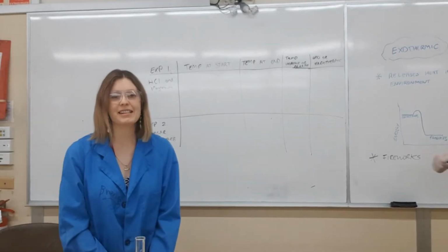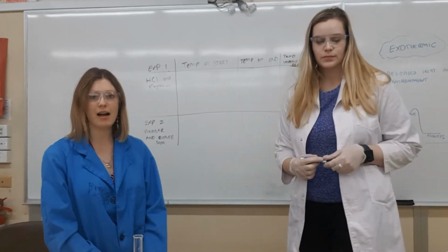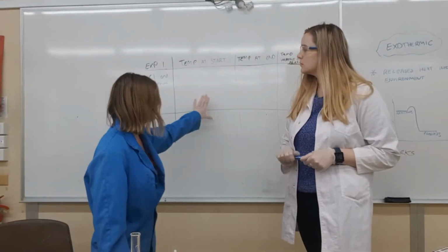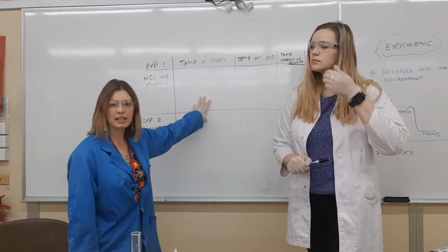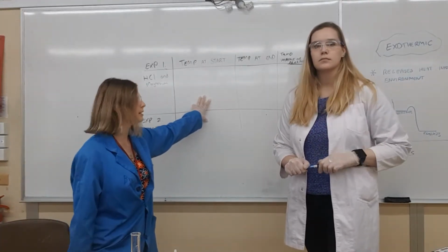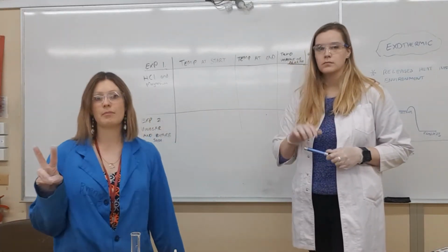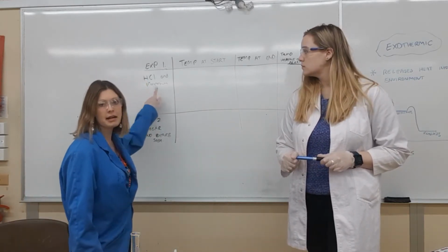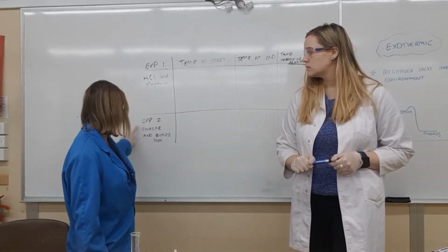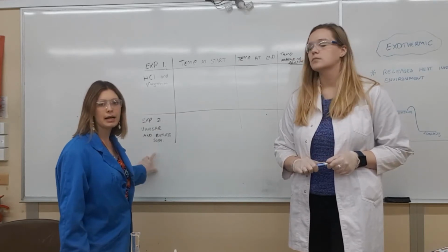Hi guys, back to it. So we are going to be putting this up on style, so you don't need to copy out the table. You'll be filling that in on the style lesson. So we're going to be doing two experiments today. First experiment will be with hydrochloric acid and magnesium, and the second experiment will be putting vinegar and bicarb soda together.